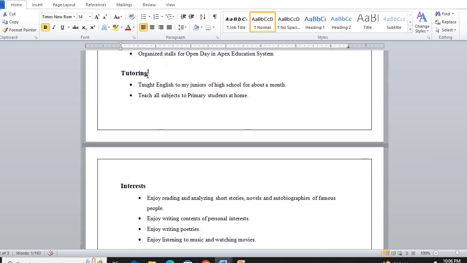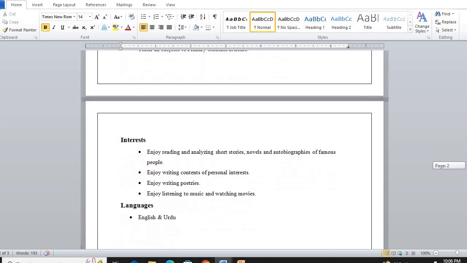Then tutoring. Now remember, home tuitions are not considered to be a part of experience. This is a separate point here, okay? Taught English to my juniors of high school for about a month. Teach all subjects to primary students at home. So this is like the tuition that we did.